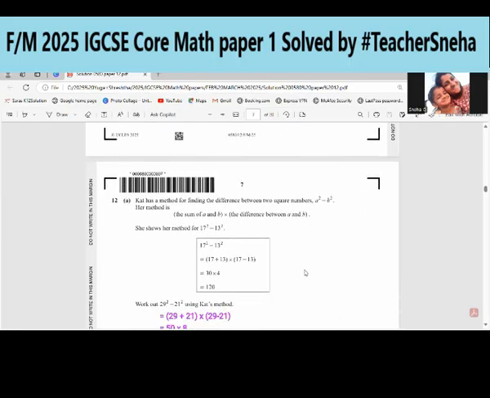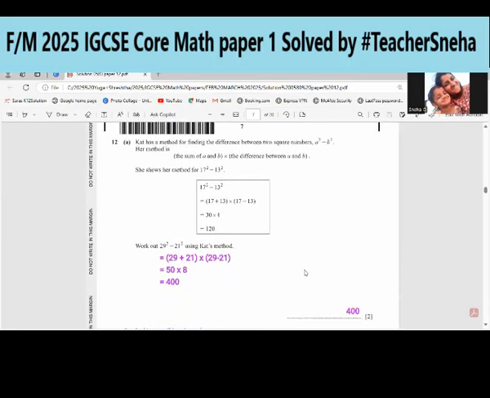Going ahead with the 12th question. CAT has a method to find the difference between square numbers, a square minus b square, and the method is explained over here. So what we see done here is 17 square minus 13 square. It can be worked out as 17 plus 13 in one bracket and 17 minus 13 in the other bracket. So basically a square minus b square is equal to a plus b times a minus b. That formula is being used here.